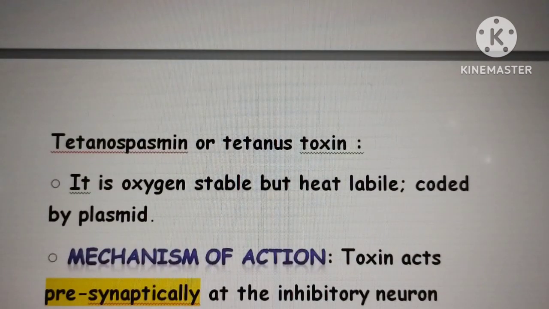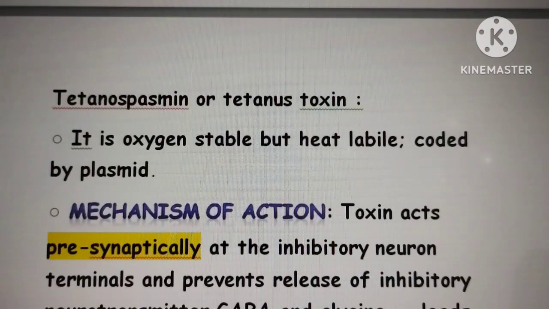You can remember tetanospasmin like this: in tetanospasmin there is an OS, so it is oxygen stable, whereas tetanolysin is oxygen labile. Both tetanospasmin and tetanolysin are heat labile, so there is no confusion for that. Tetanospasmin is oxygen stable.